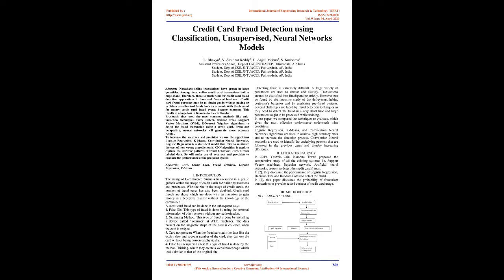Logistic regression is a statistical model that tries to minimize the cost of how wrong a prediction is. The CNN algorithm is used to capture the intrinsic patterns of fraud behaviors learned from labeled data. So we'll make use of accuracy and precision to evaluate the performance of the proposed system. Keywords: CNN, credit card, fraud detection, logistic regression, k-means.